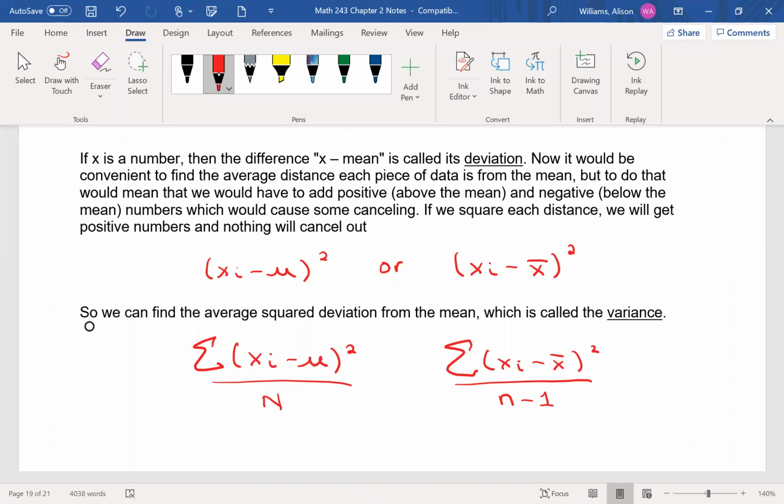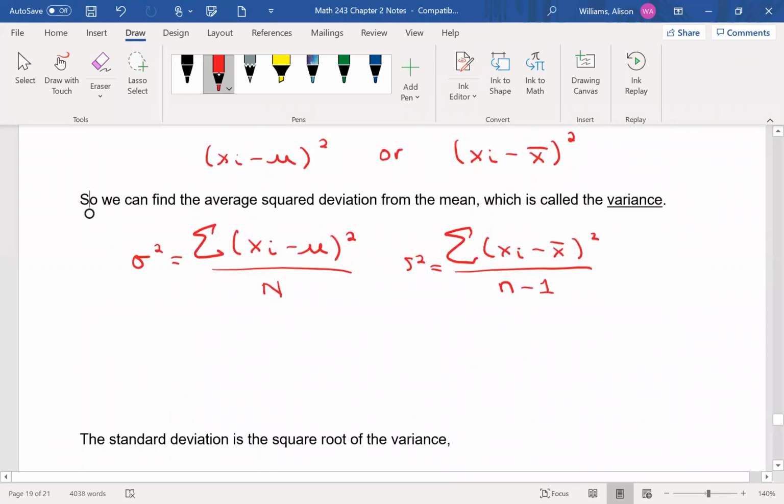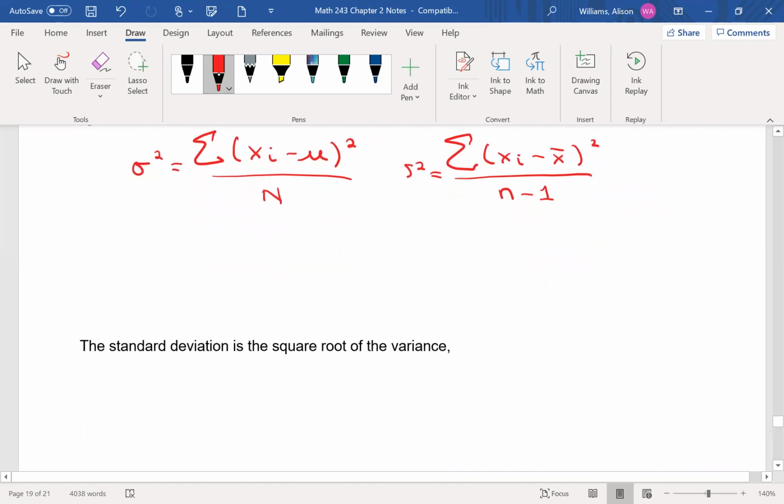They call this, by the way, the variance, what we just found right here. This is called the variance. And they use the symbols lowercase sigma squared and s squared to represent the variance. This is not the standard deviation, though. The standard deviation comes when I actually take the square root of this. So the square root is the standard deviation.